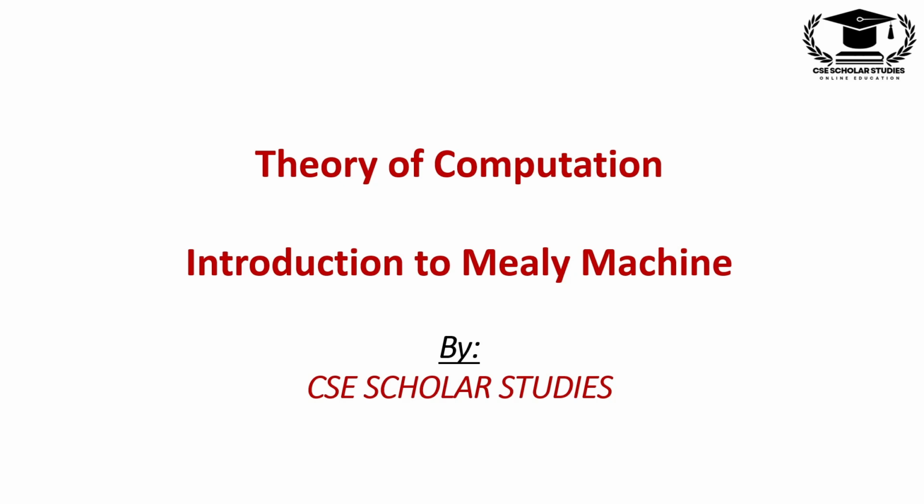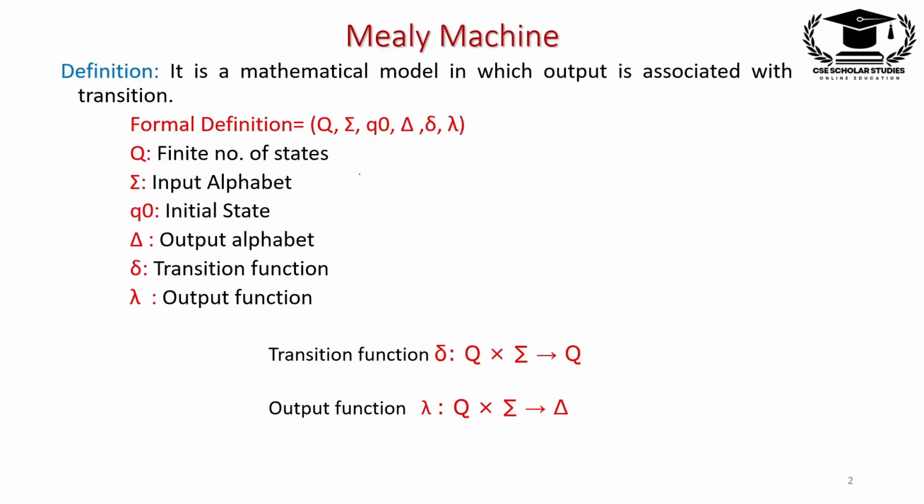In this lecture, I will discuss all about Mealy machine. So let's start. A Mealy machine is a mathematical model in which output is associated with the transition. I have already discussed how Mealy machine works and why we use the Mealy machine. Basically, Mealy machine is used as an output generator, meaning there is a certain input and it gives an output for the particular given input, right?